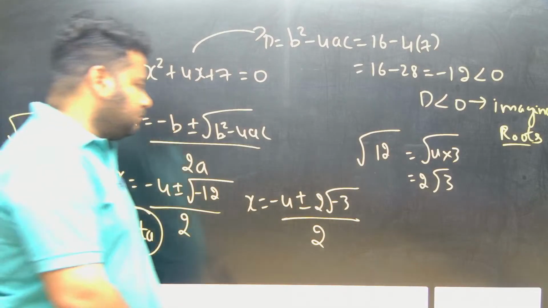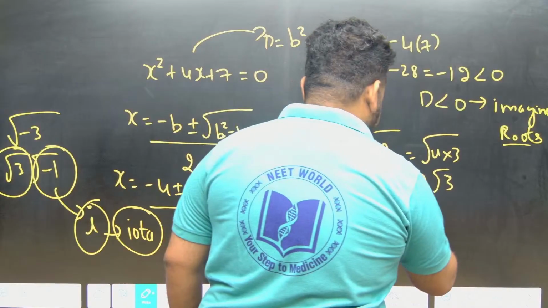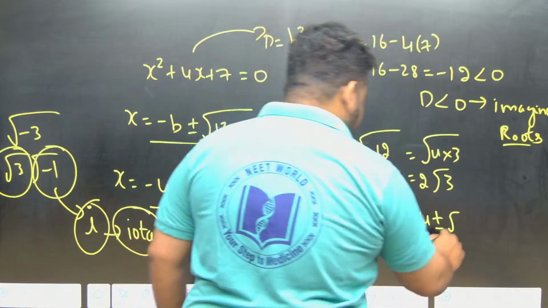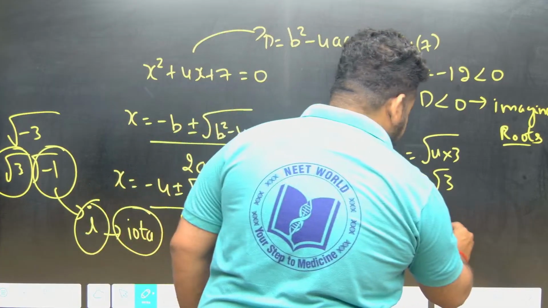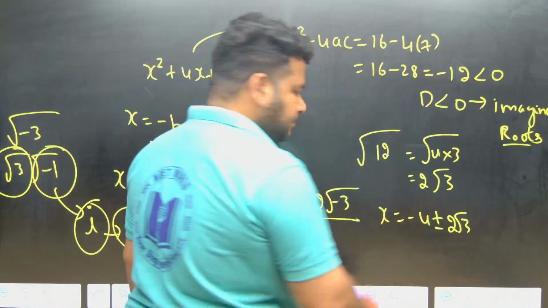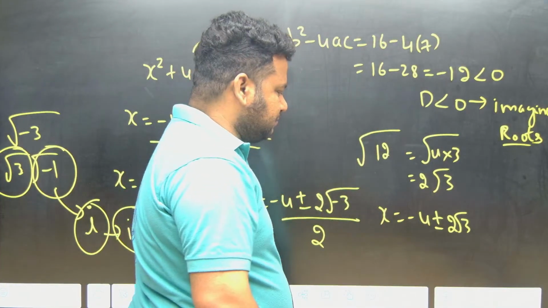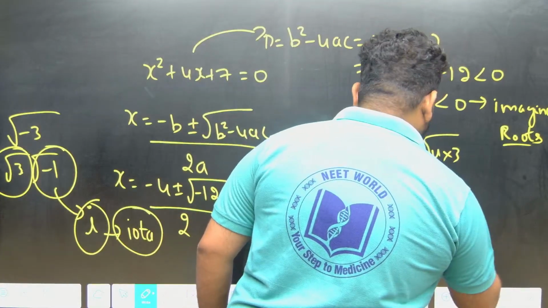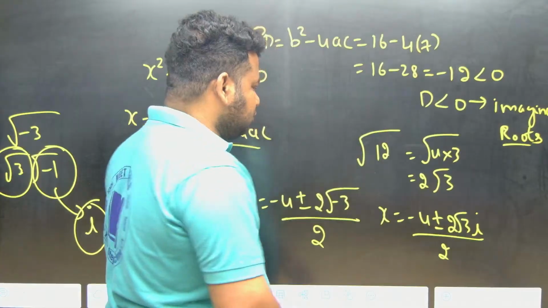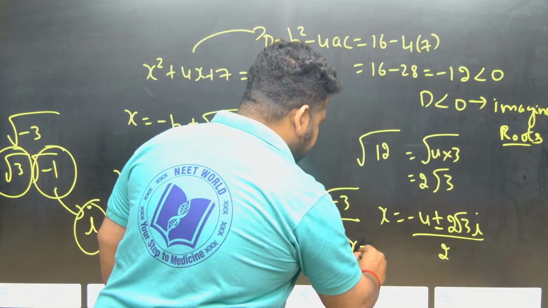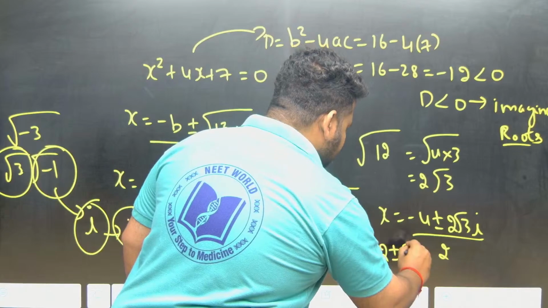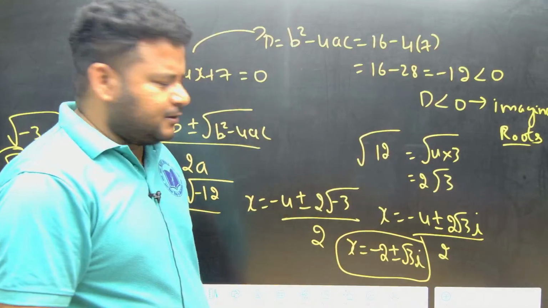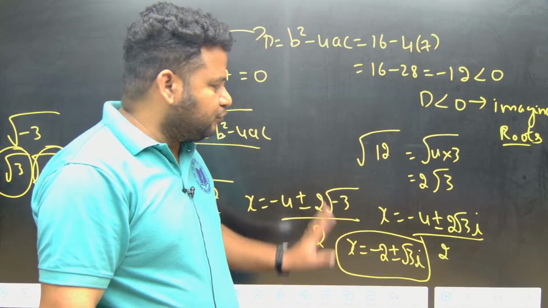So what will this become now? This will become x is equal to minus 4 plus or minus 2 root 3 into root of minus 1, correct? Root of minus 1 is nothing but equal to i. 2 root 3 i divided by 2. So if I take 2 common, x value will become minus 2 plus or minus root 3 i. So this will be the value of x. So two values of x: minus 2 plus root 3 i, minus 2 minus root 3 i. So these are the two values of x, we got it.